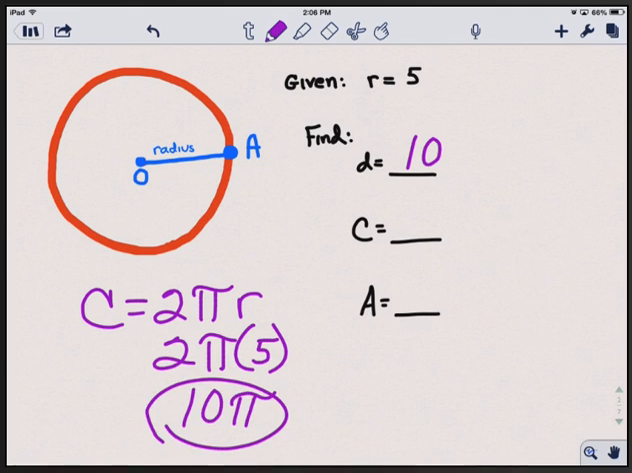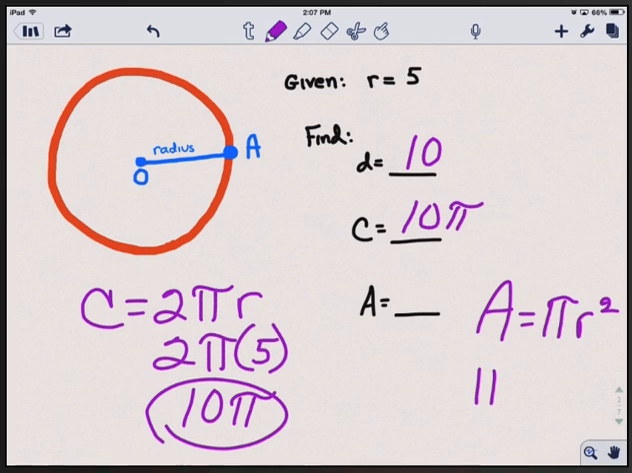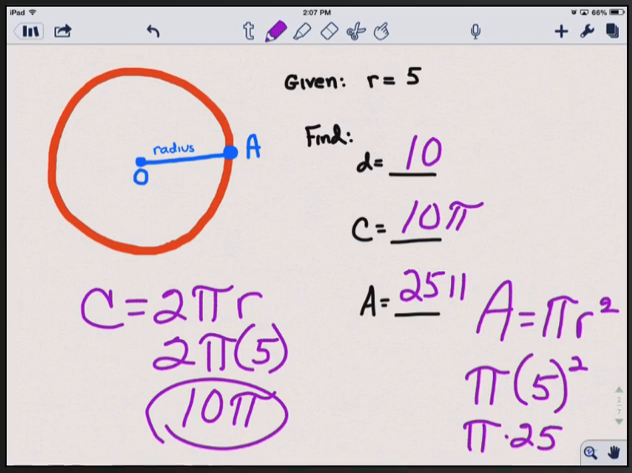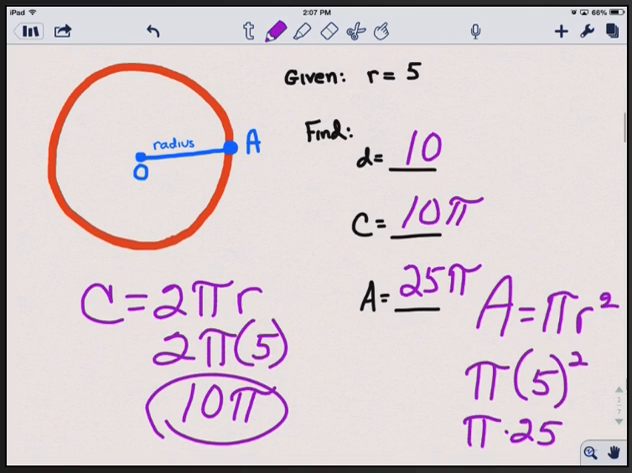Now, yes, pi is approximately equal to 3.14, but we don't want to approximate for the circumference or the area unless otherwise stated. So even though the answer is approximately 31.4, we're going to write it as 10 pi. The area equals pi times the radius squared. So therefore that's pi times 5 squared. The only thing that's being squared here is the radius, so therefore that's pi times 25, usually written as 25 pi. We want to write the rational factor first and the irrational factor pi afterwards. Next problem.